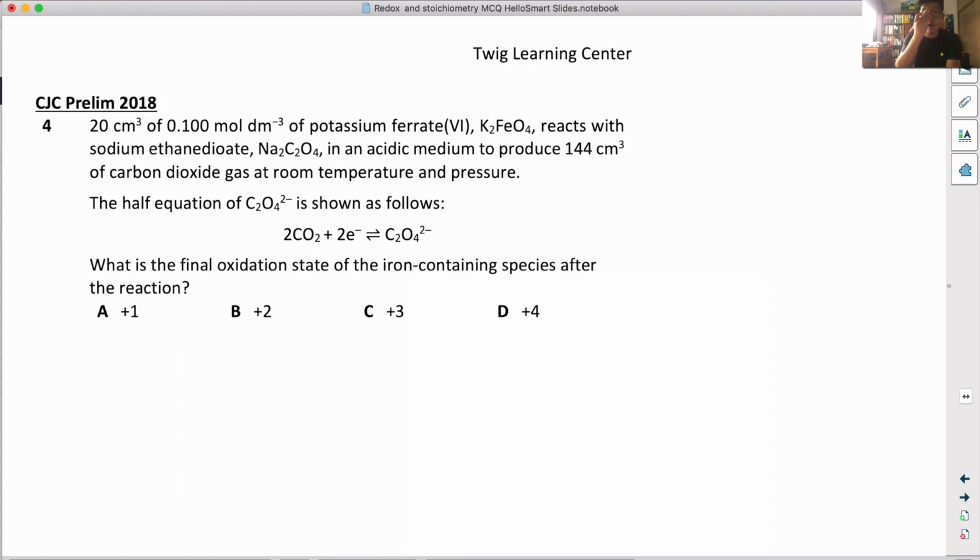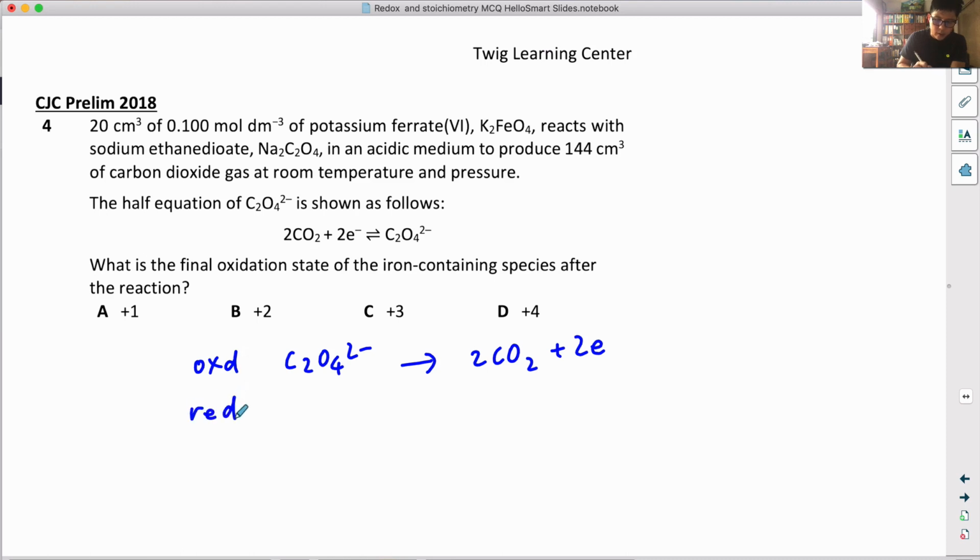Potassium ferrate reacted with sodium ethanoate in an acidic medium to produce 144 cm3 of carbon dioxide. So they wrote the half equation of C2O4 2-. But the truth is, C2O4 2- actually produces carbon dioxide, so I'm going to write it the other way. C2O4 2- became CO2. So it was actually oxidized.